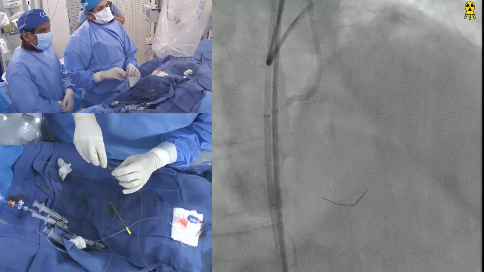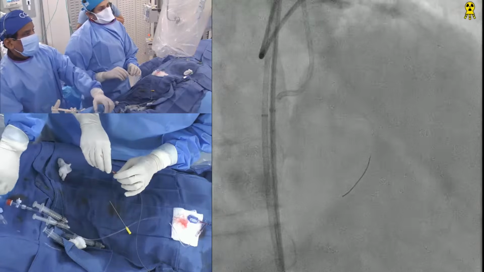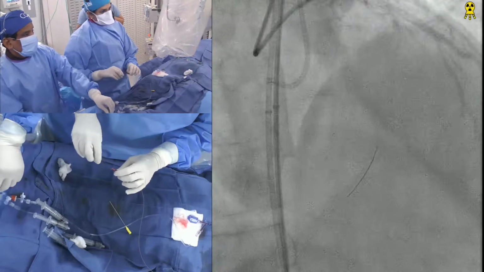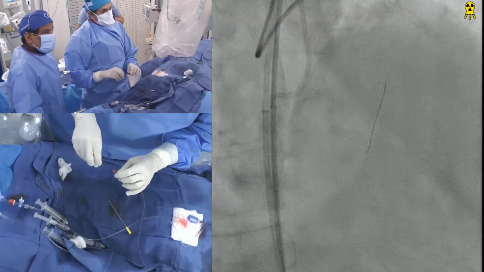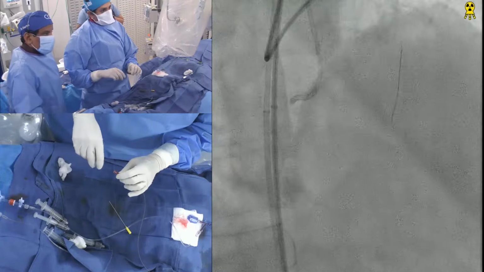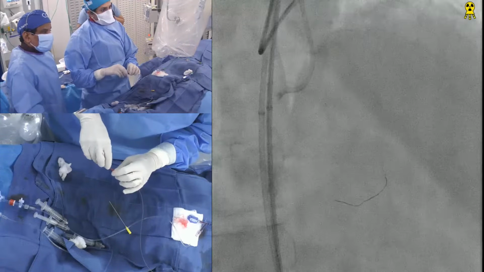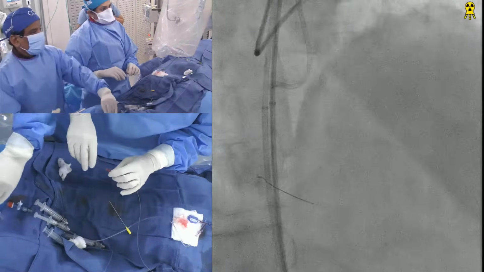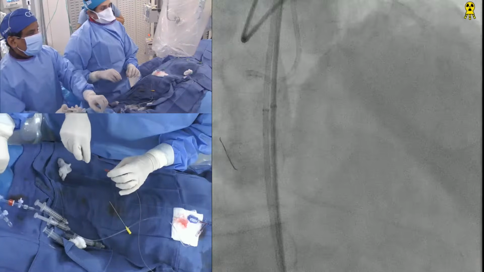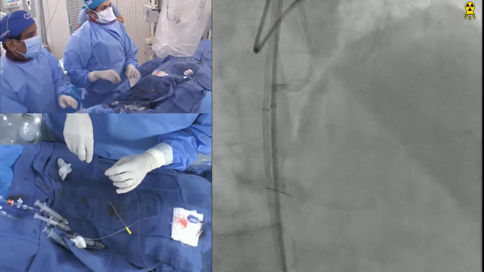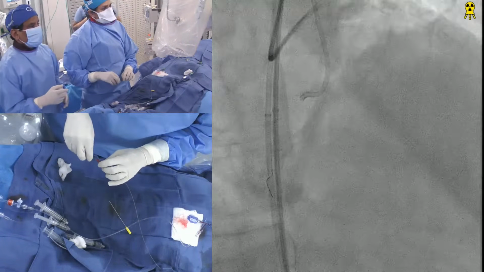Here. No, it's not going there. Good. Now we are there. Okay, so you are there now. You want to go to LAD? But now we need to get a small balloon maybe.